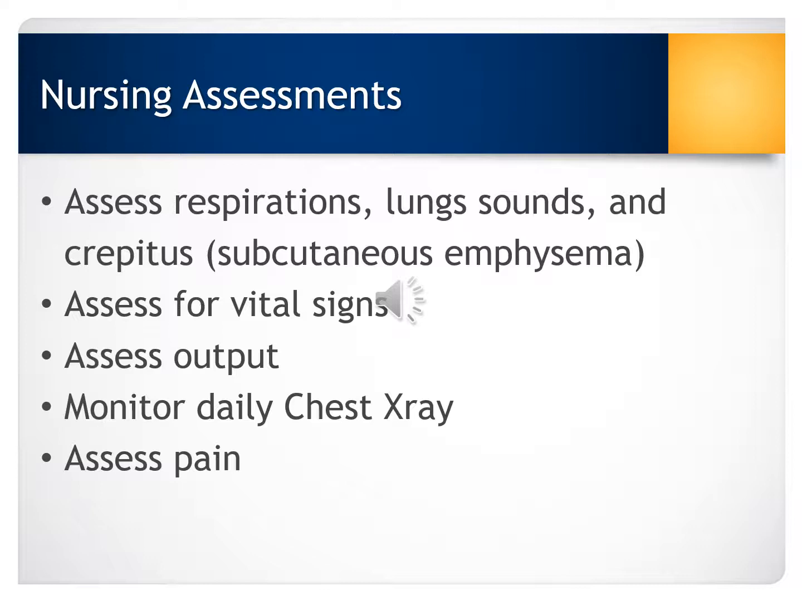Nursing assessments for a patient with a chest tube would include assessing their respirations and their lung sounds. You'd be assessing for crepitus, which means you would palpate around the chest tube insertion site, seeing if you have any of that subcutaneous emphysema, which is subcutaneous air. It could indicate a leak at the insertion site. You're assessing vital signs, assessing output into the chest tube drainage chamber.